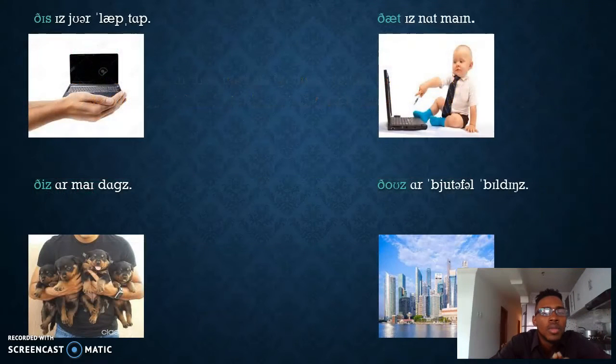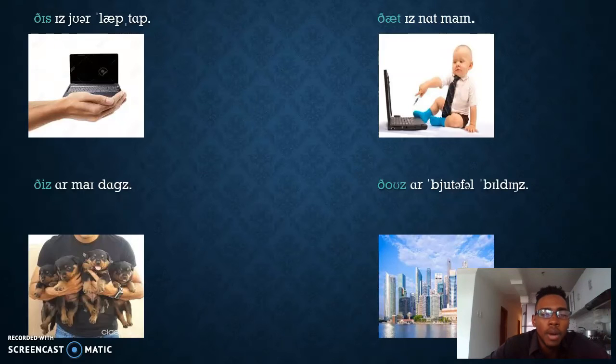Okay, next one. There are 4 pictures here, and we explain something. The first one is: this is your laptop. Here I use "this" because it's something that he has in his hand. It's something that is near him, or her. The next one: that is not mine. The baby shows that it's something that he doesn't have in his possession. It's something that maybe is far from him.